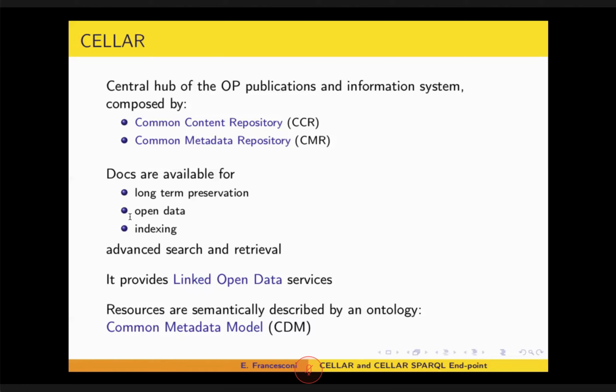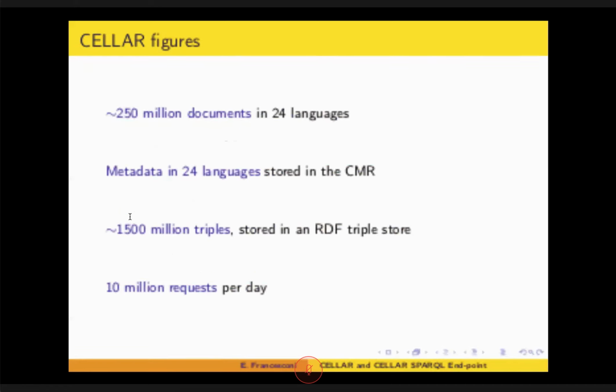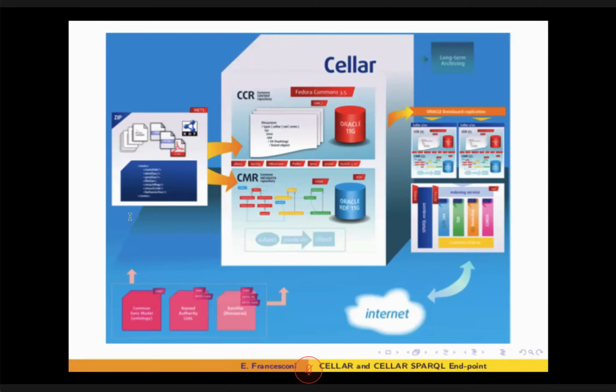So just a few figures of CELLAR. It's more for giving a flavor of the order of magnitude. So more than 250 million documents in 24 languages. We have metadata in 24 languages stored in the common metadata repository. About 1,500 million triples stored in the CELLAR RDF triple store, and we have more than 10 million requests per day. And this is the main sketch of the CELLAR logical organization, where we can appreciate the distinction between the common content repository and common metadata repository.